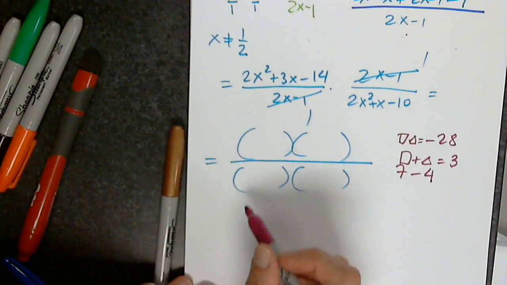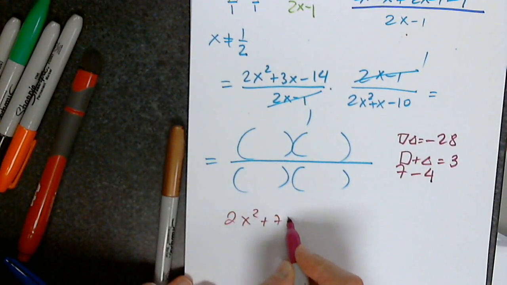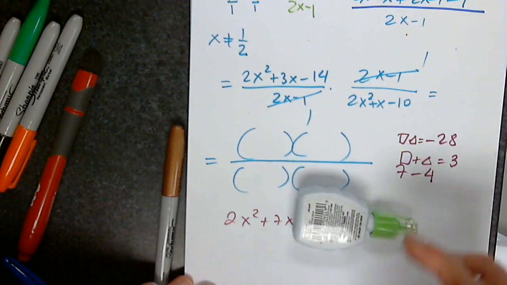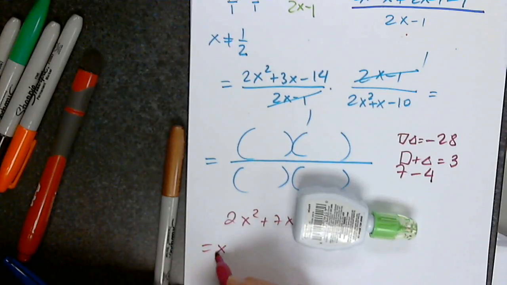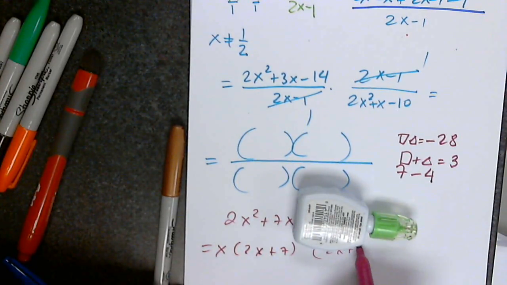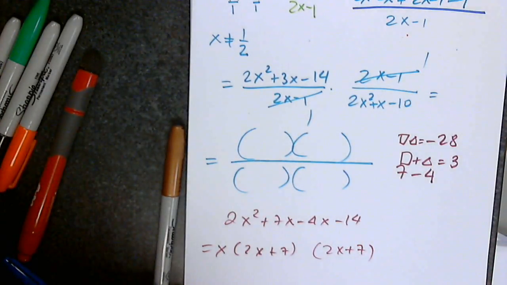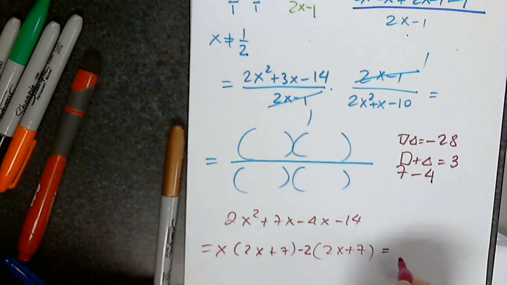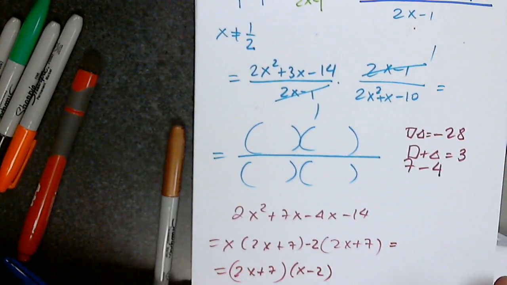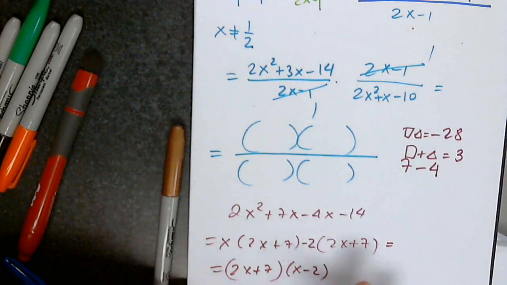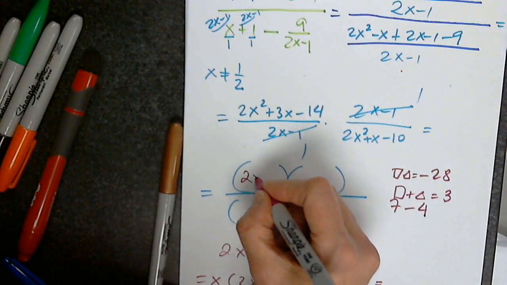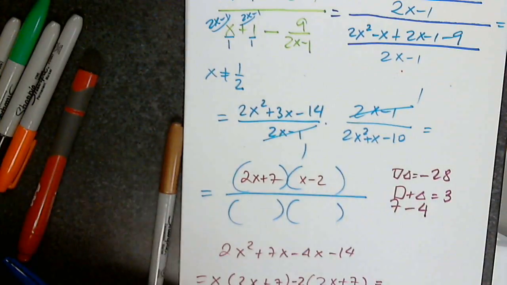So then the top becomes 2x squared plus 7x minus 4x minus 14. Obviously, I have an x and 2x plus 7, and then a 2x plus 7, and only now I look, and it's minus 2. So then this is 2x plus 7 and x minus 2. You understand that this would not have been possible without chapter 6. Right. None of this. So this is 2x plus 7 and x minus 2.